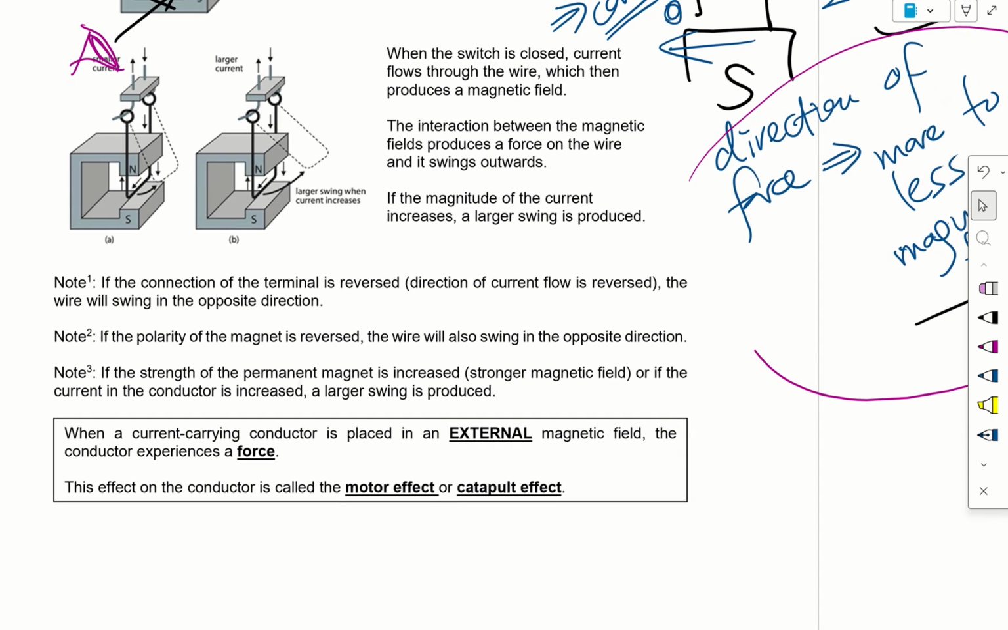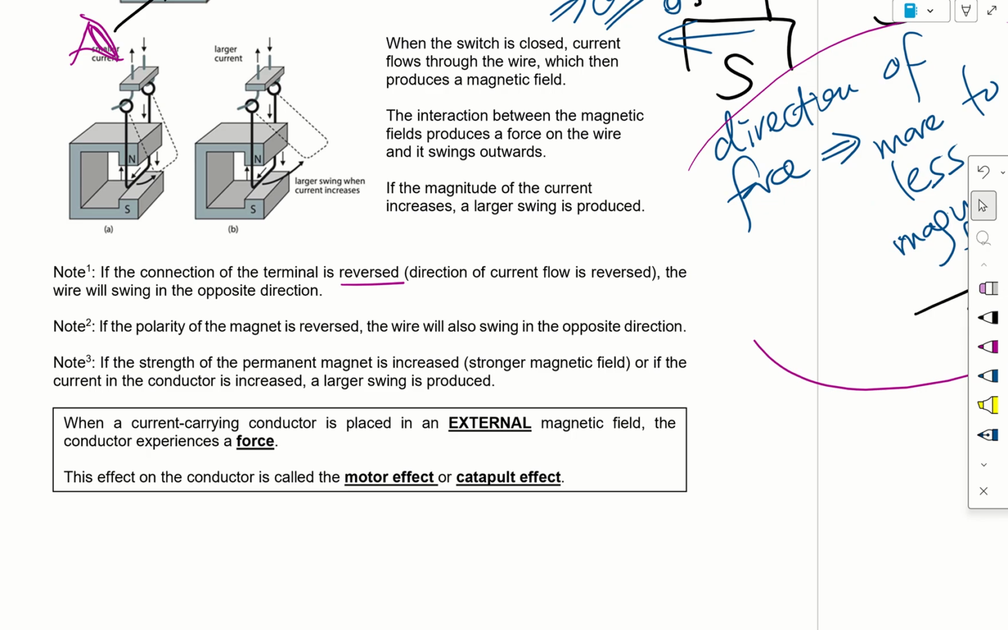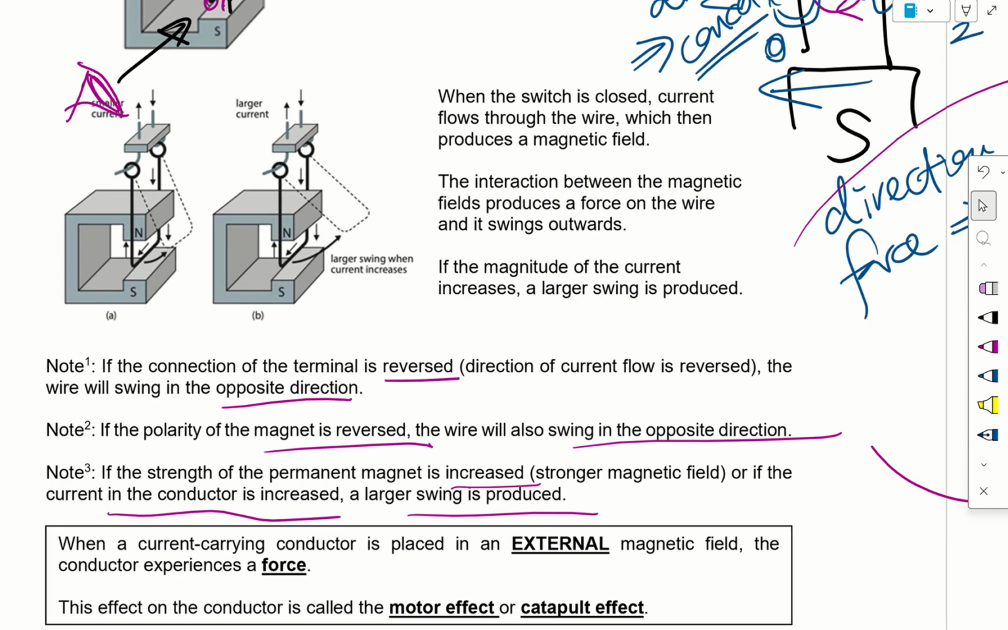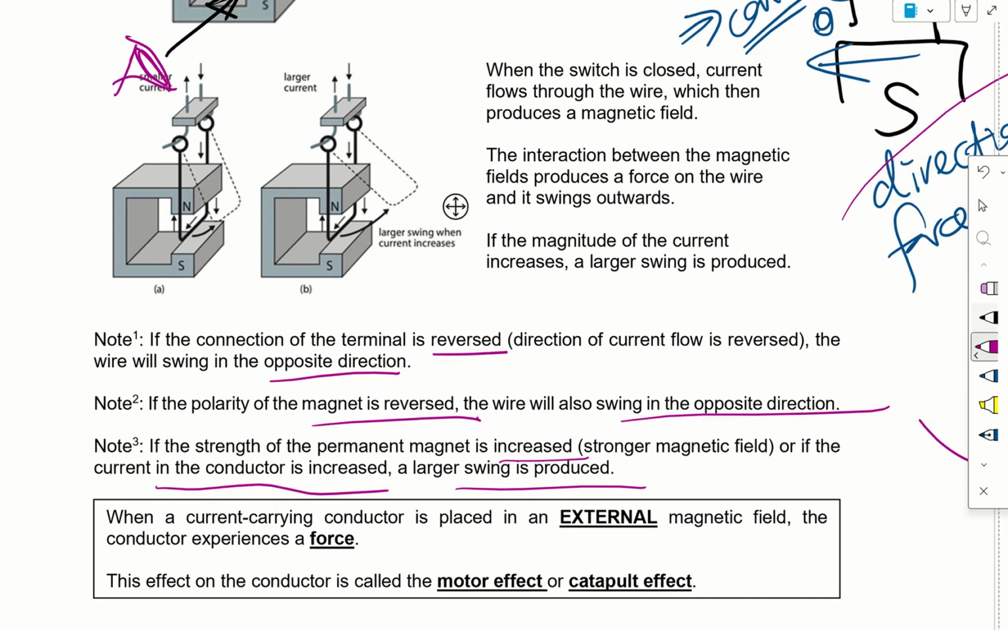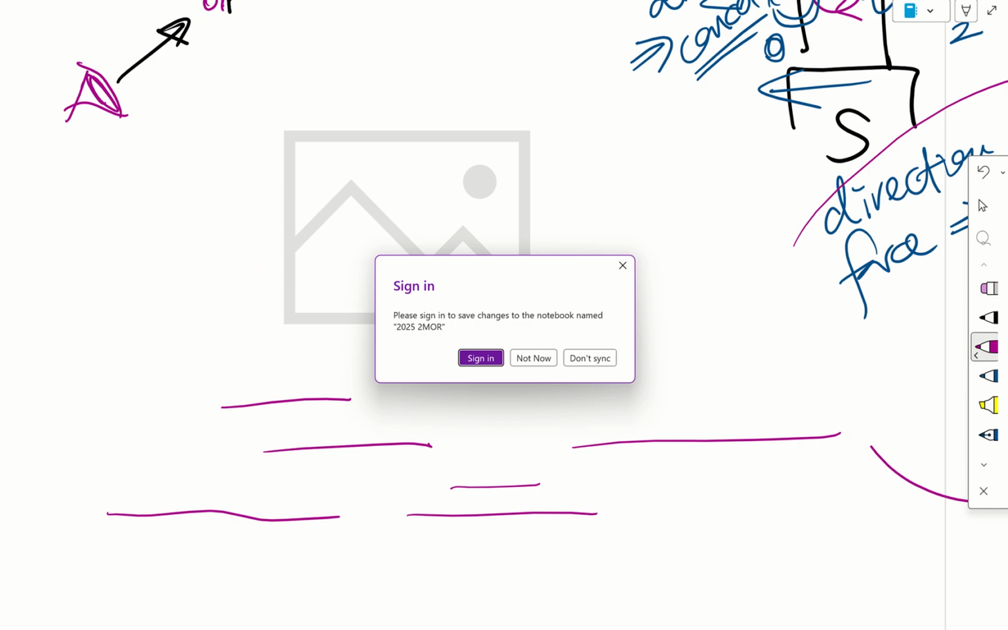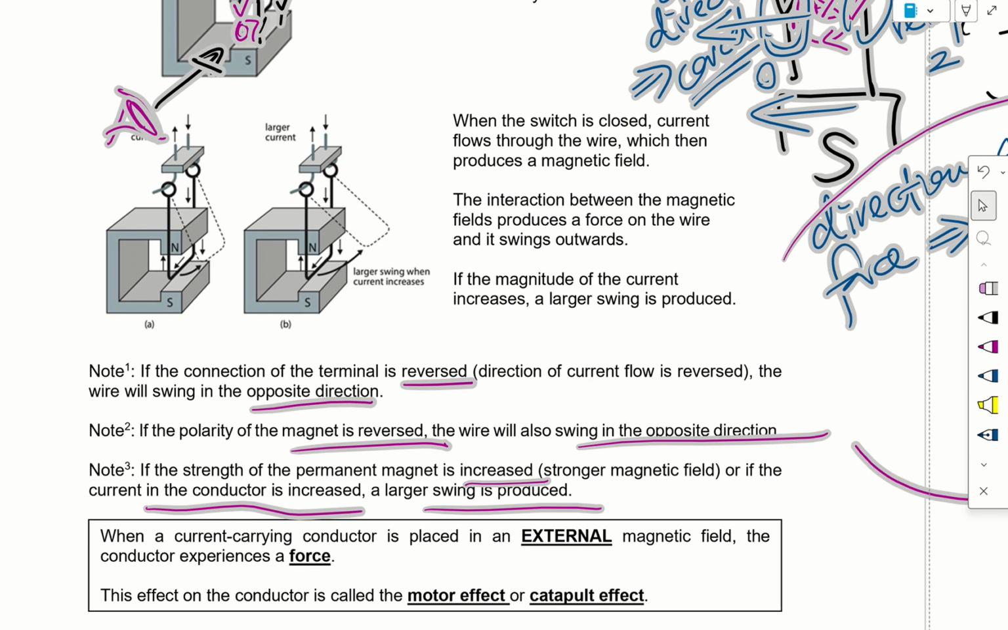Take note, if the connection of the terminal is reversed, that means the current flows in another direction, the wire will swing in the opposite direction. If the polarity of the magnet is reversed, the wire will also swing in the opposite direction. If the strength of the permanent magnet is increased, or if the current in the conductor is increased, a larger swing will be produced. So this is what happens. The wire will actually swing inwards or outwards, depending on the direction of the current.